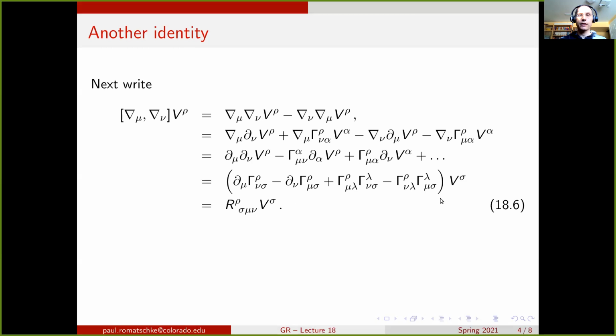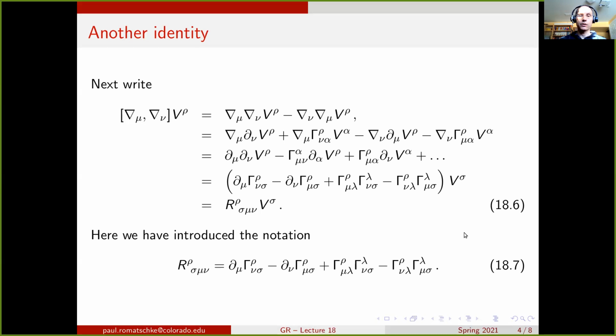Since I don't want to write down this lengthy combination here, I'll give it a name. I'll call it R, rho, sigma, mu, nu, for the indices rho, sigma, mu, nu appearing in the expression in these parentheses. And this is the shorthand notation that I'll be using in the rest of the lecture.